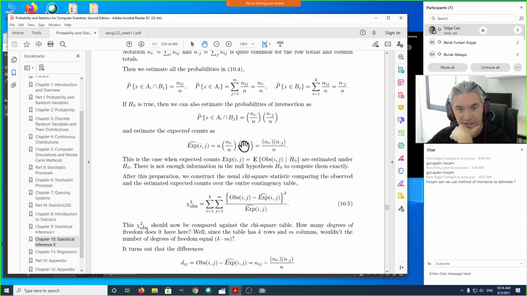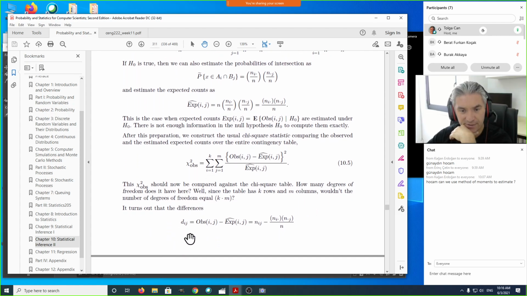And as you can see, the expected counts are found by multiplying those probabilities: the probability of being in that row, the probability of being in that column. This is under the null hypothesis. If they were independent, this will be the probability to be in that table cell ij. We multiply that with the sample size to find our expected counts.